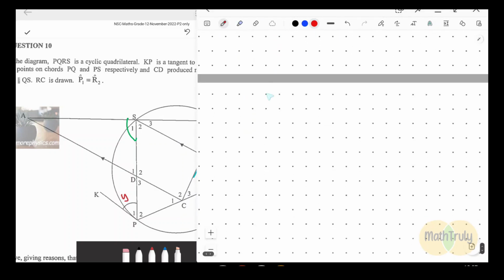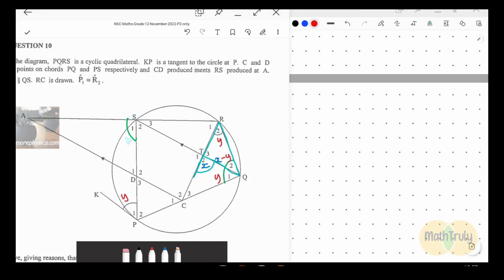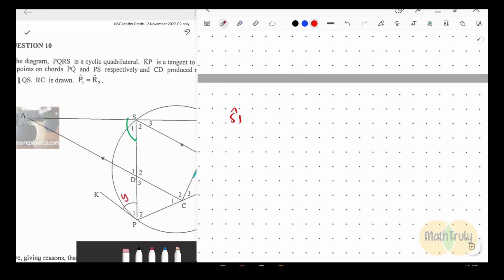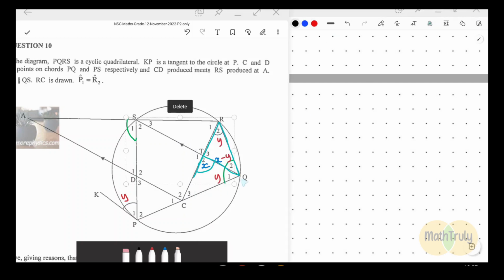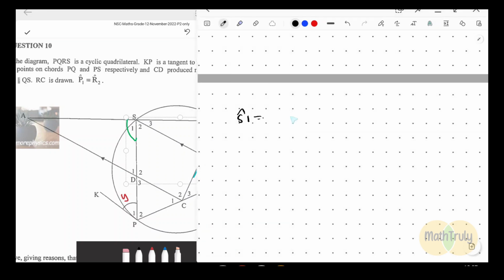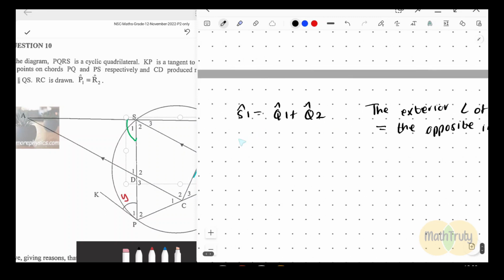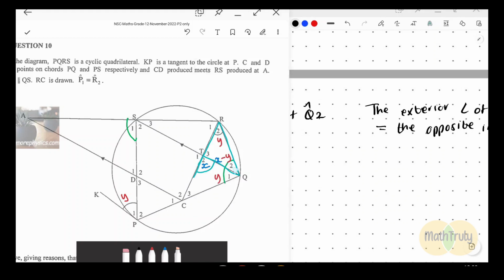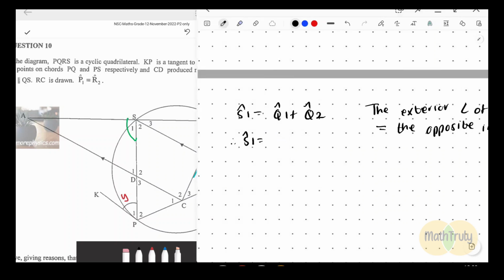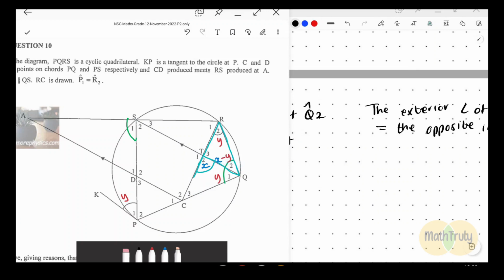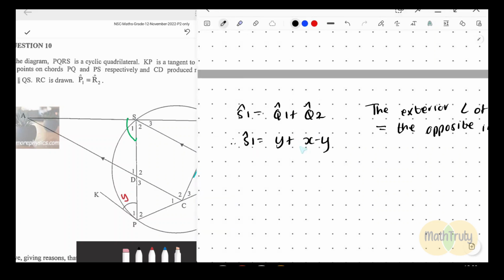So I'll say angle S1 is equal to angle Q1 plus angle Q2, because together they form the opposite interior angle. And that's because of the exterior angle of a cyclic quad. The exterior angle of a cyclic quad is equal to the opposite interior angle. So now it means that angle S1 is equal to angle Q1, which is Y, plus angle Q2, which is X minus Y. If you simplify this, you can see that Y is positive and Y is negative. They cancel. And so angle S1 is finally equal to X.